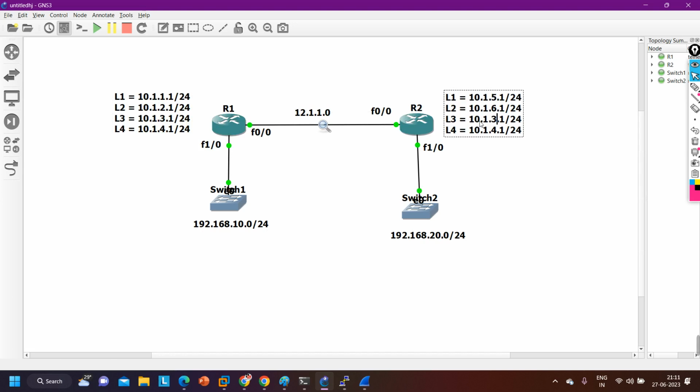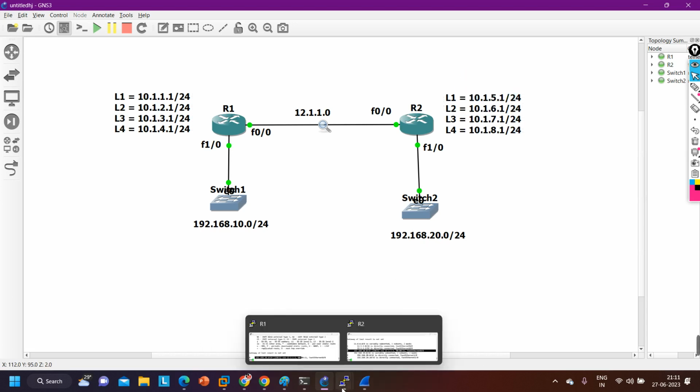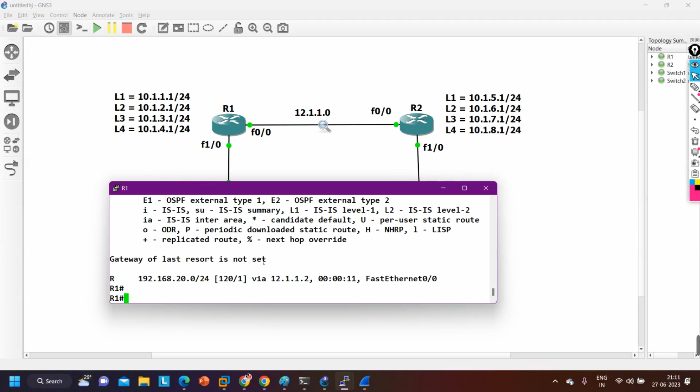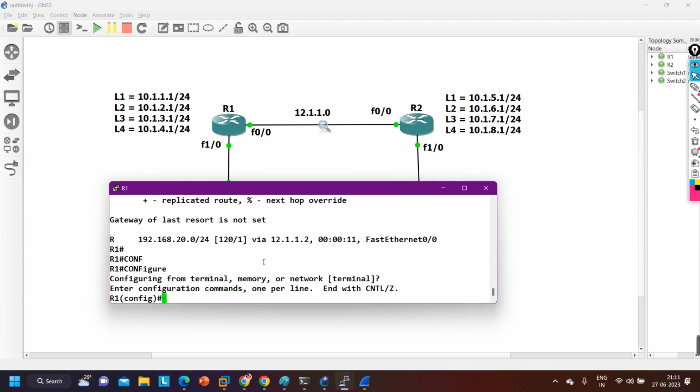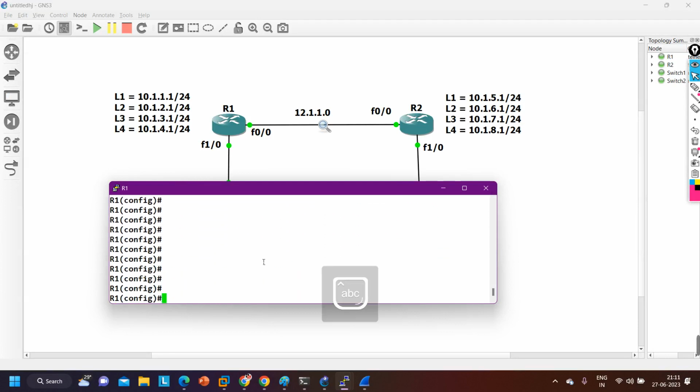Here we have 5, 6, 7, 8. Okay. Now suppose these are my LAN networks on router number 2. I am going to add these loopbacks, guys. Actually I want to make you understand summarization. Why does the router consider 12.0.0.0 when I am advertising network 12.1.1.1?